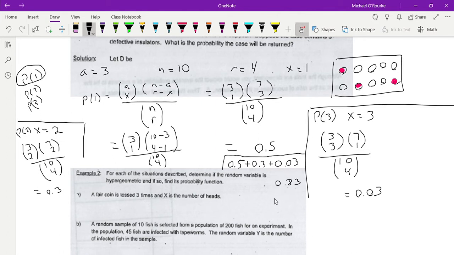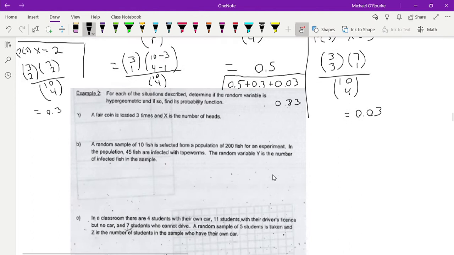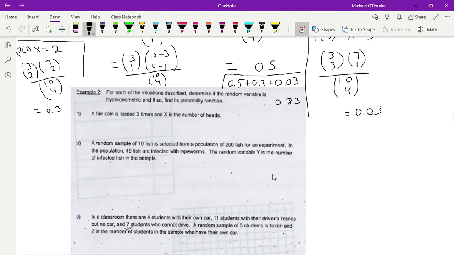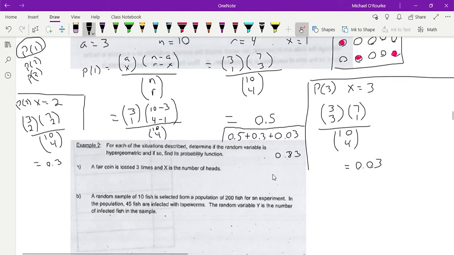Wait, what was theirs? 0.3. 0.5 plus 0.3 plus 0.03. You add those three together. Yeah, that'd be your final answer.